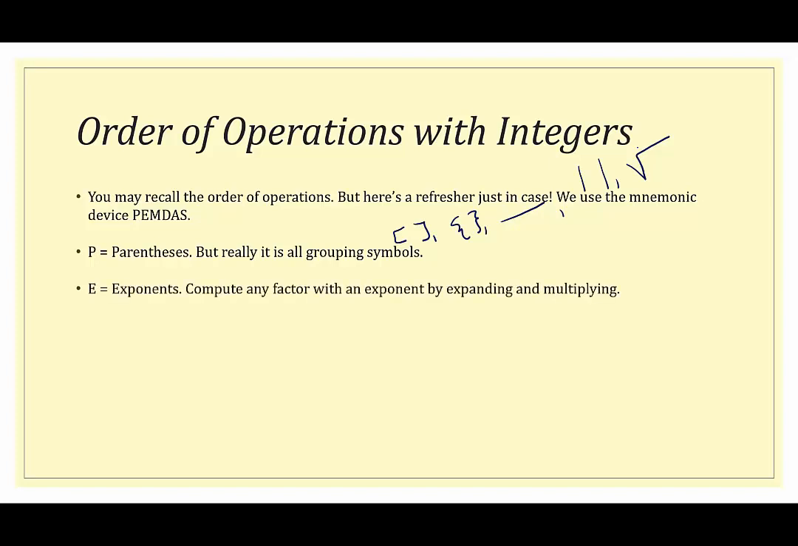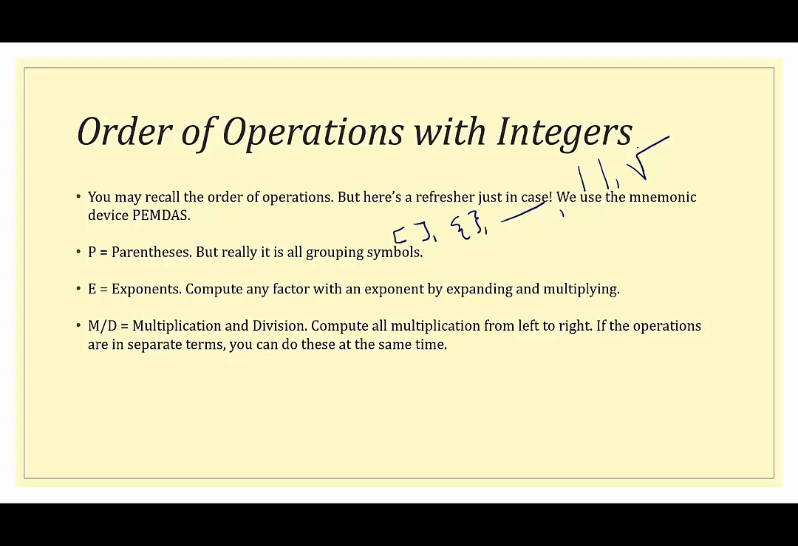Once we've taken care of any operations within grouping symbols, then we look for the exponents. We only compute the exponents of the things that are directly next to them, which we call the base. So we would compute by expanding and multiplying if we can. Now, if it's a variable, we don't worry about it. But if it's 2 cubed, we actually will write out 2 times 2 times 2. Next, we do multiplication and division.